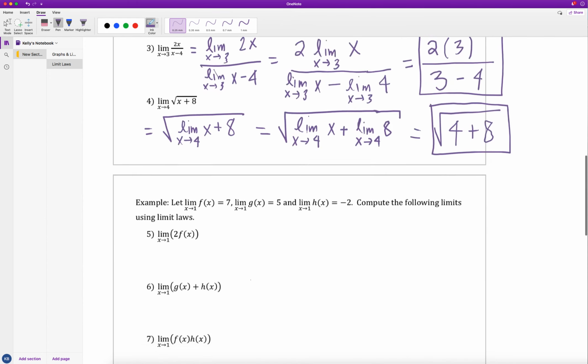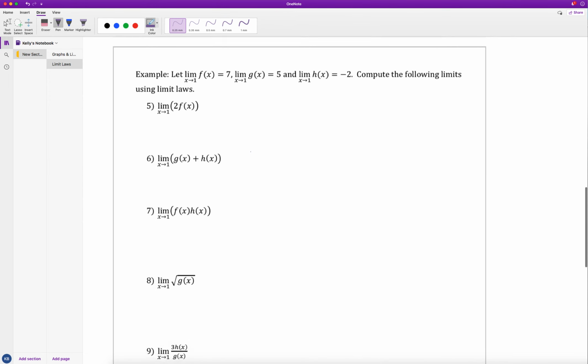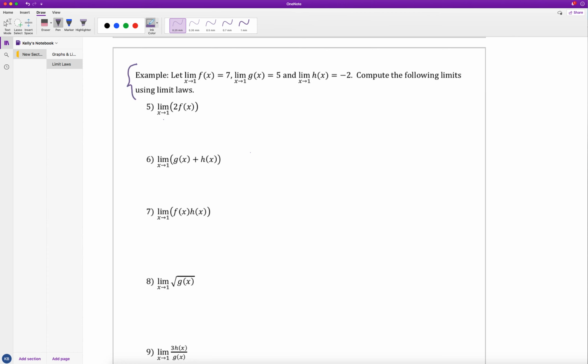In the next set of examples, we're going to look at more abstract functions. So I have this limit as x approaches 1 of 2 times f of x, where they're not going to tell me what f of x is. And this is a common thing on the AP test. Instead, they're going to give me information about the limit of f of x, as well as the limit of g of x and the limit of h of x.